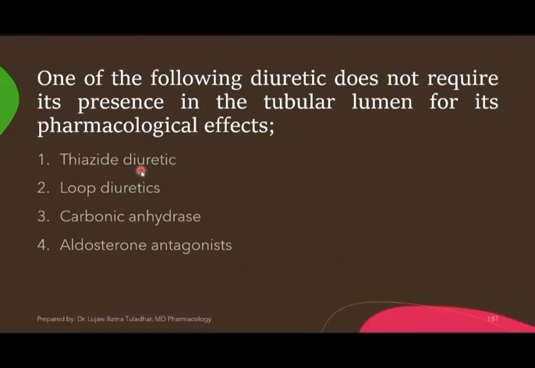However, the fourth option, which is an aldosterone antagonist like spironolactone, Eplerenone, they are steroidal in nature. They are lipid soluble and they do not require any kind of transporter. On top of that, they bind to the receptor which is inside the cell. So because of its lipid soluble nature and because its binding site is inside the cell, it is the only drug which acts from the basolateral side and not from the luminal side.